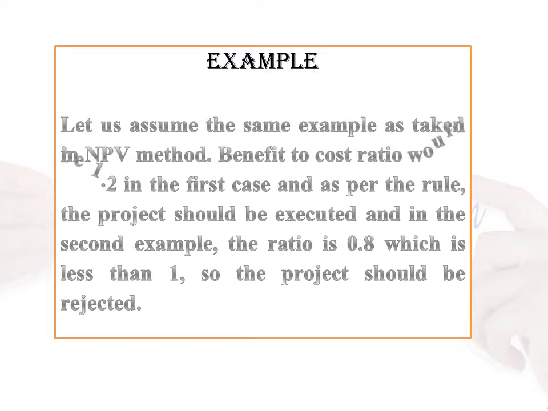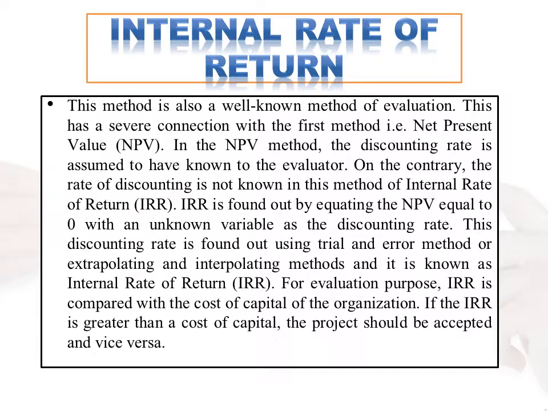Benefit to cost ratio would be 1.2 in the first case, and as per the rule, the project should be executed, and in the second example, the ratio is 0.8, which is less than 1, so the project should be rejected.